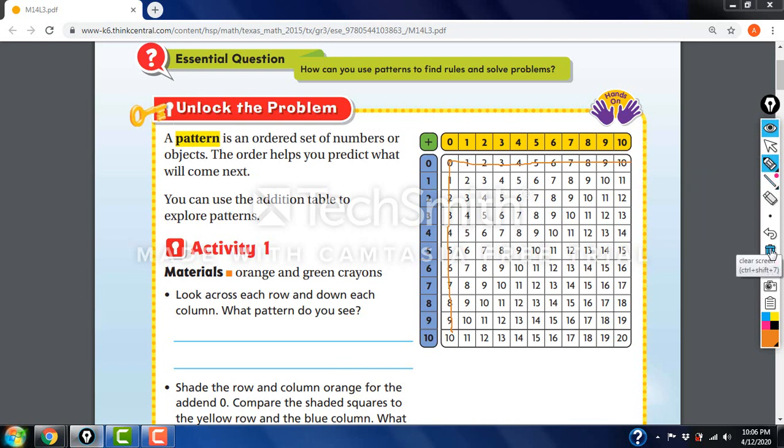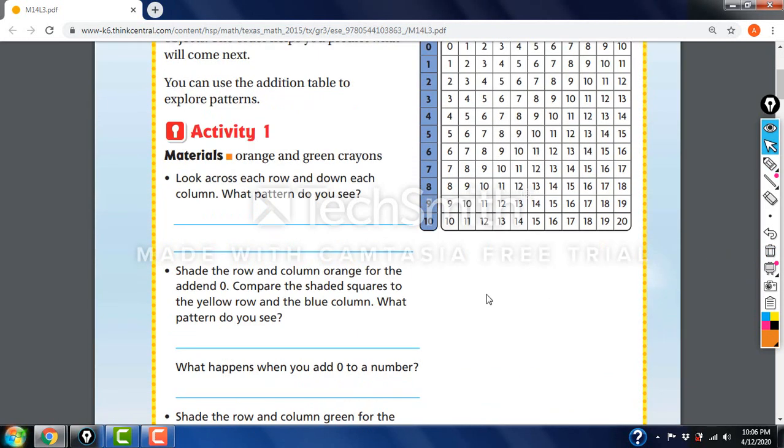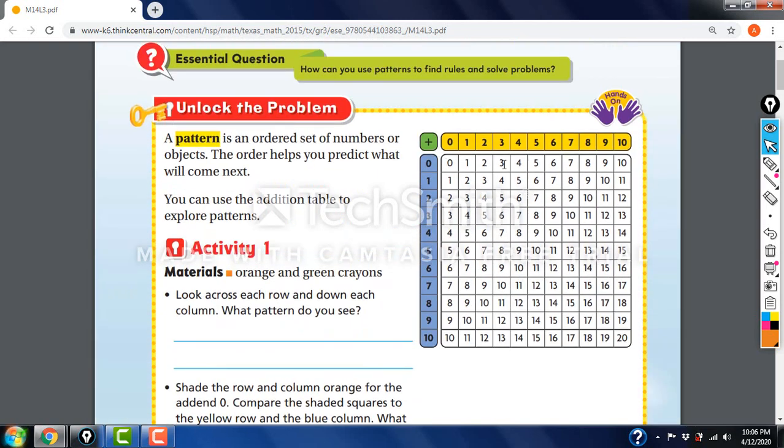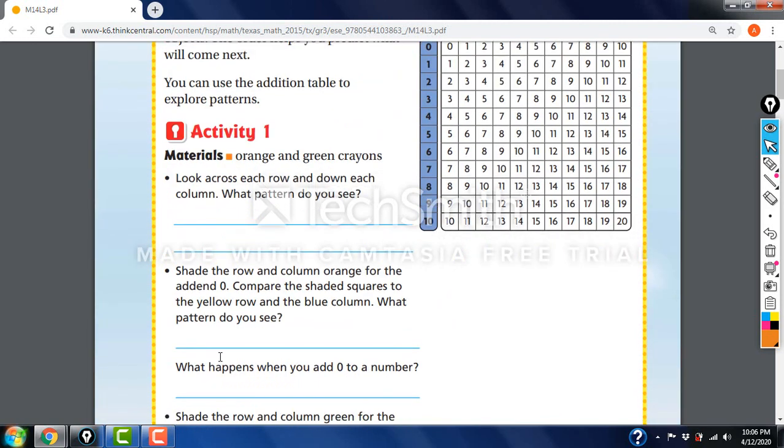Okay. And it asks you to compare the squares. Compare the shaded squares to the yellow row, and compare the shaded squares to the blue column. What pattern do you see? So you take this one and compare it to the blue, this one, and compare it to this one here. So what pattern do you see here? What pattern when you compare it to the yellow and the blue? Yes, that's correct. They're the same. The numbers are the same.